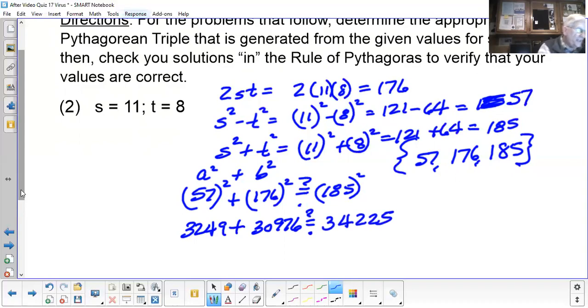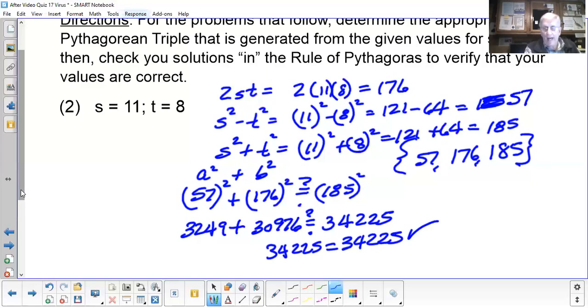Are those two figures equal? Well, if I take 30,976 and I add to it 3249, I do obtain 34,225. Therefore, they are equal. So it checks out. I know I do indeed have a Pythagorean triple, and I made no errors. As you can see, this is pretty straightforward. So I'd like you to practice problems 3 and 4 on the back of this sheet, please, at home by yourself, and be ready for the next class.